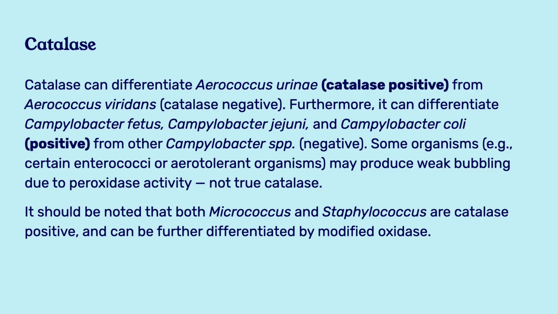While Aerococcus are generally catalase negative, catalase can help differentiate Aerococcus urinae, which is catalase positive, from Aerococcus viridans and Aerococcus sanguinicola. Furthermore, it can differentiate Campylobacter fetus, Campylobacter jejuni, and Campylobacter coli from other Campylobacter species. Some organisms, such as certain Enterococci or aerotolerant organisms, may produce a weak bubbling due to peroxidase activity. This is not true catalase. Because Micrococcus and Staphylococcus are both catalase positive, they can be further differentiated by using the modified oxidase test.